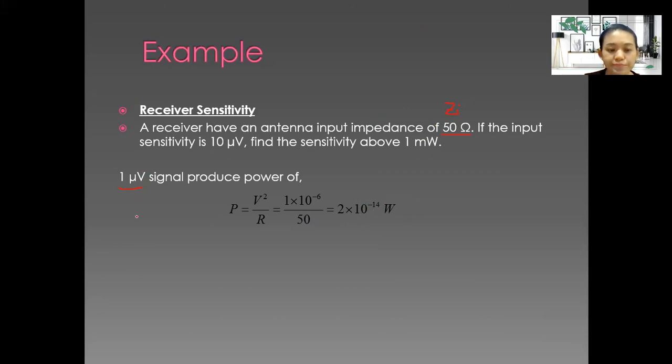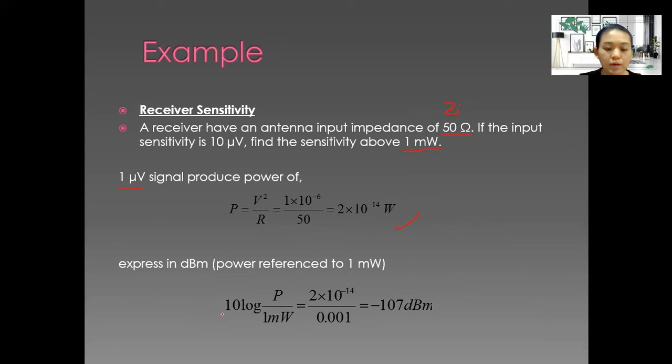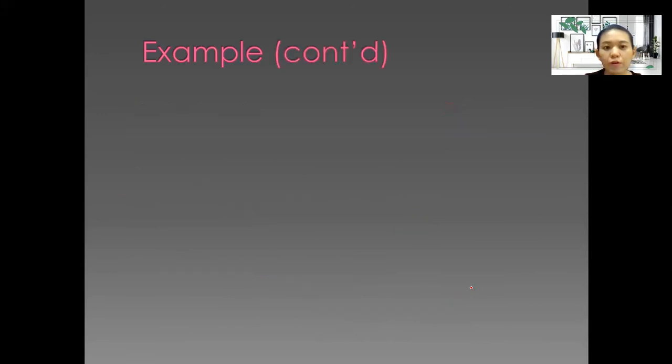Done. Next, we have to express this in terms of 1 milliwatt, referenced to 1 milliwatt. We use the formula 10 log of power divided by 1 milliwatt. So it is equal to 10 log of P, which is 2 times 10 to the power of negative 14, divided by 0.001. Taking 10 log of this reading, we get negative 107 dBm. Done. Then we continue.